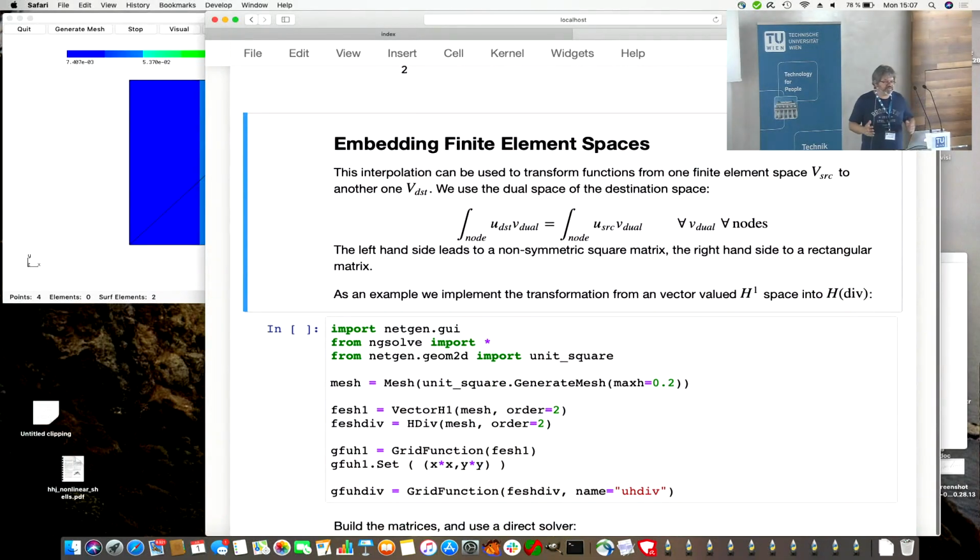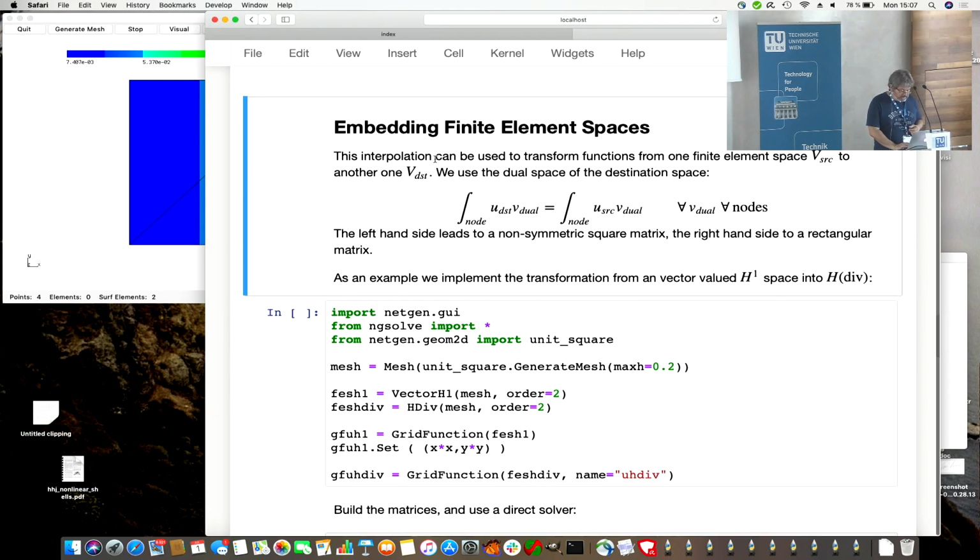Okay, interpolation, nice. Maybe some applications. One application we have here is that we can embed function spaces. Let's say you have a vector H1 function, and we want to represent it by an HDiv function. Interpolate from one finite element space into the other.